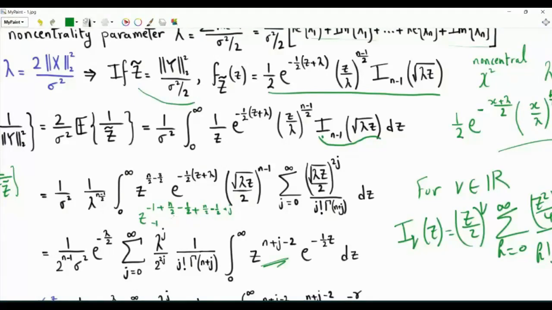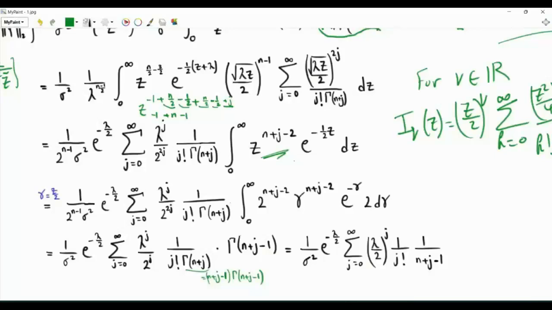So let's see. We have minus 1, and then we have plus n over 2 plus n over 2. That's plus n. We have minus 1/2 minus 1/2. That's minus 1, and then we have j. So collecting those together, we have z to the power n plus j minus 2. And then we have e to the minus z over 2. Again, this is a term in the PDF of the non-central chi-squared random variable.